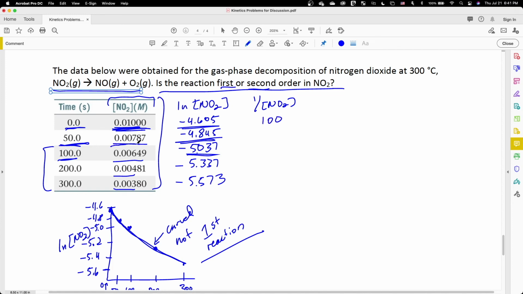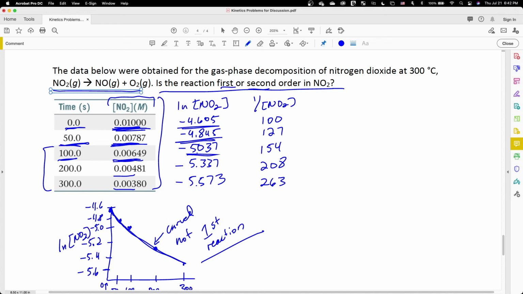I do 1 over 0.0078, and I get 127. And I do 1 over 0.00649, and I get 154. And then I do 1 over 0.0048, and I get 208. And I do 1 over 0.0038, and I get 263. Well, that's good.